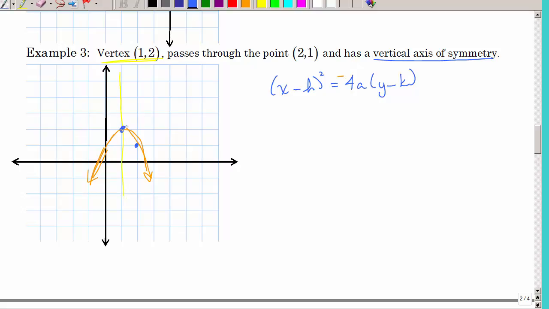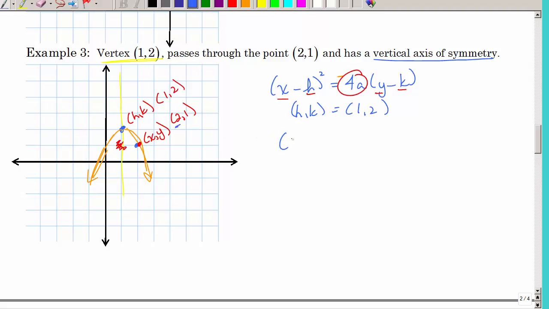Let's fill in what we have. So our vertex, our h and k, they tell us that. We don't know where the focus is. You cannot assume that focus is there. So just get that out of your mind. It may be there, but that is not what's given. Okay. So what we have here is h and k, which is 1, 2. And this is just a general point, x and y, which is 2, 1. We can fill x and y in with 2 and 1, h and k in, and we can solve for a. So let's do that.